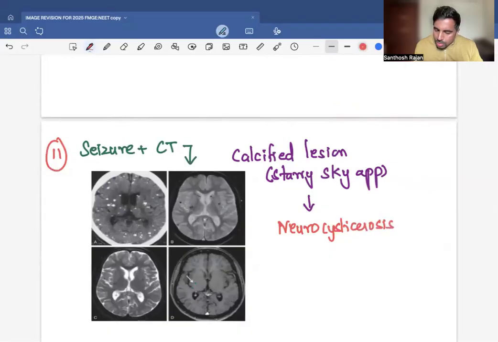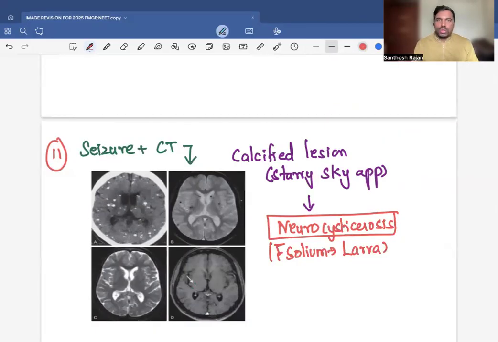Neurocysticercosis, the most common CNS parasite, is caused by Taenia solium. Taenia solium's larva is the one causing this. It's the most common cause of any CNS parasite infection. If they say that, you have to think about NCC. That's very important.